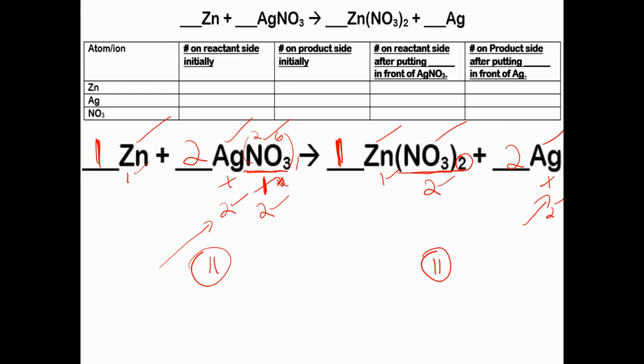So you could have done this individually, but that's a nice easy trick to remember. If the polyatomic ion, the exact same one, appears on the other side, treat it as an individual unit to save you the trouble of having to do that individually.